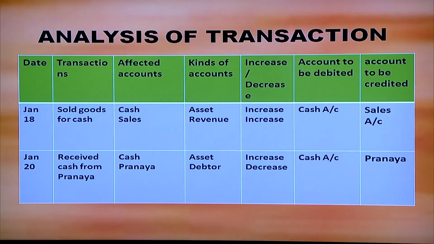On January 18th, here is another transaction: sold goods for cash. And on January 20, received cash from Pranaya, rupees 12,000. Sold goods for cash. Affected accounts are cash account and sales account. Cash being an asset is increasing. So, cash account is debited. Rule for asset account: debit when there is an increase in the asset account. Sales can be included as a revenue account. Rule for revenue account: when revenue increases, it is credited. So, cash account is debited and sales account is credited.